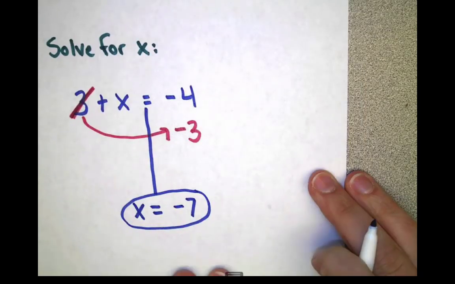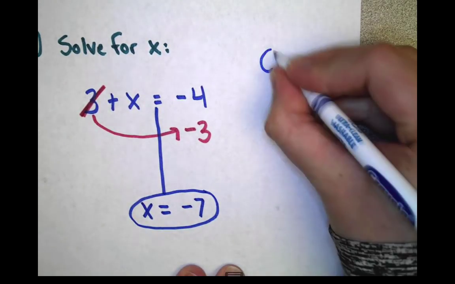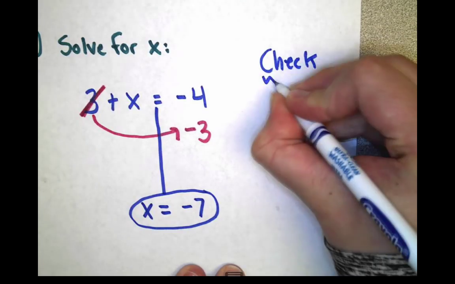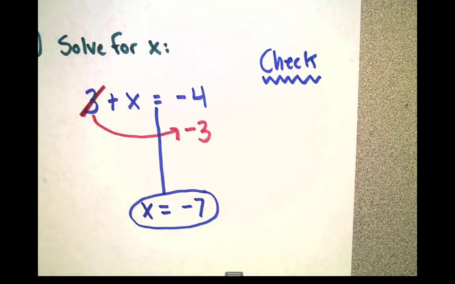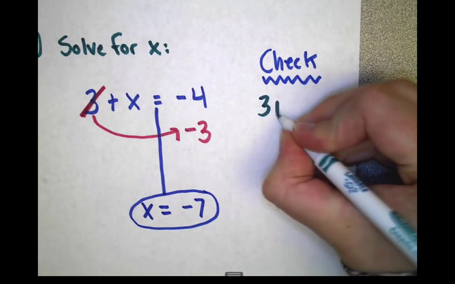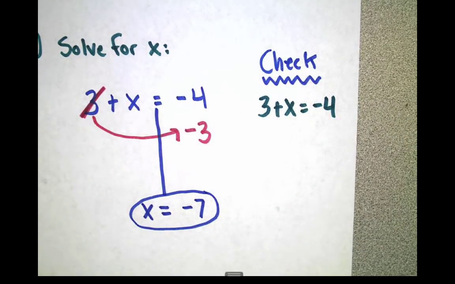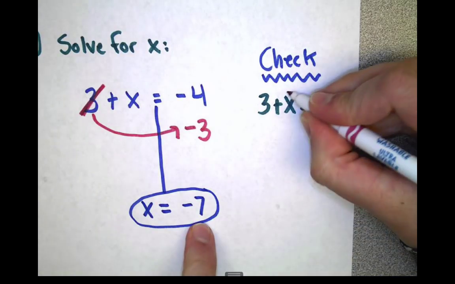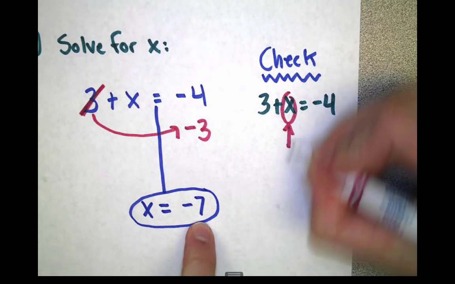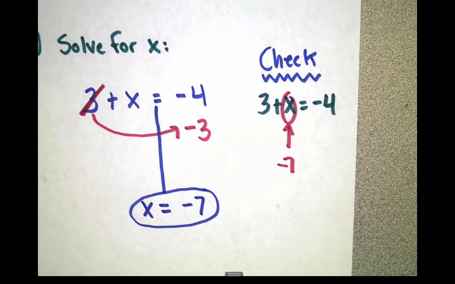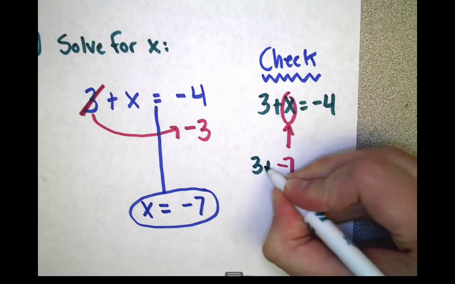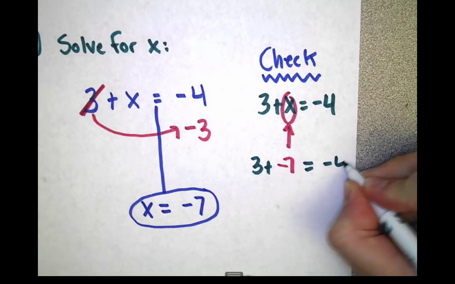But let's check it. Let's see if we actually feel good about this. So time for our check. Alright, to check this problem, I'm going to copy the problem. 3 plus x equals negative 4. Now, what did we think x was? We think it's negative 7. So right here, I'm going to be replacing this with a negative 7. So instead of 3 plus x, I'm going to have 3 plus negative 7 equals negative 4.